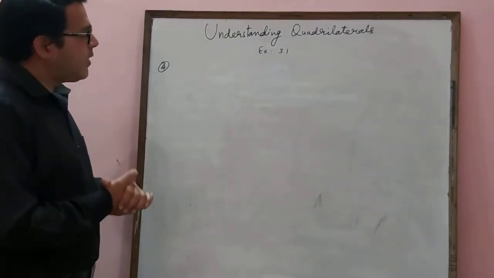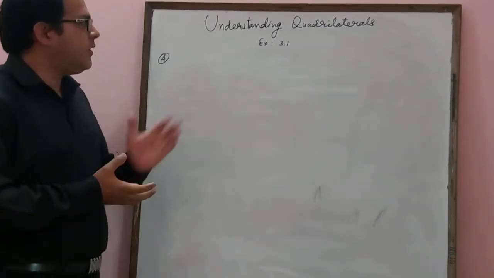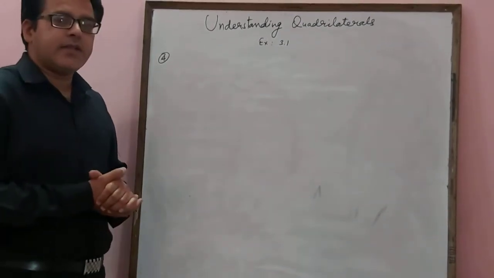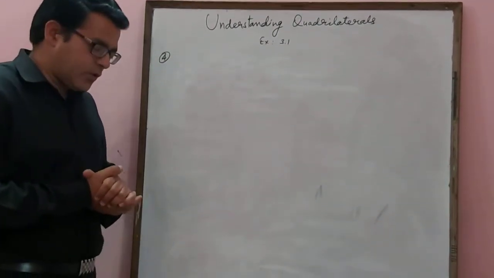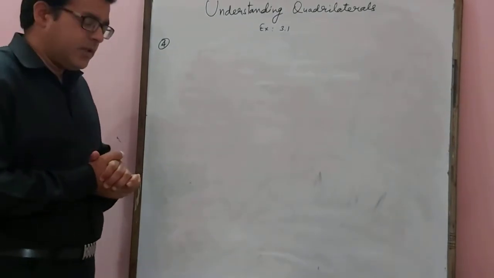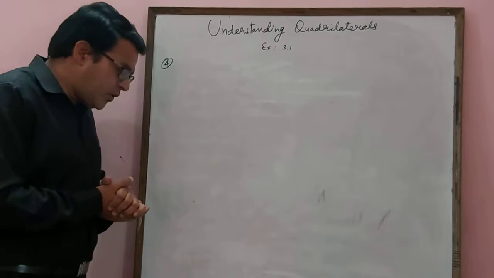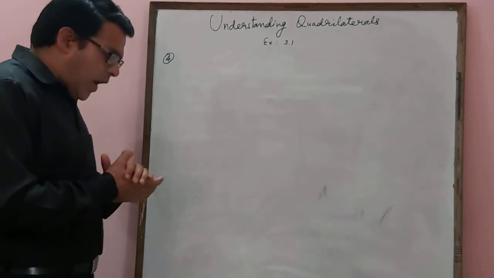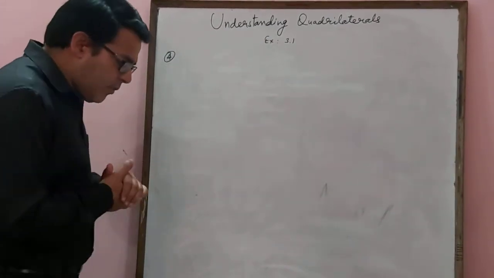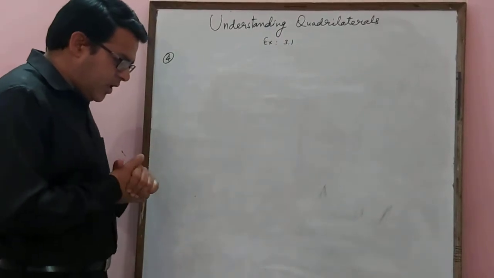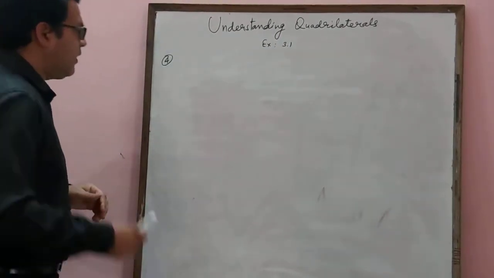Today we will discuss some questions of chapter number 3, understanding quadrilaterals. We are going to solve Exercise 3.1. Yesterday we also discussed some problems, so today I am starting with question number 4. You have to find the angle sum of the following given polygons.